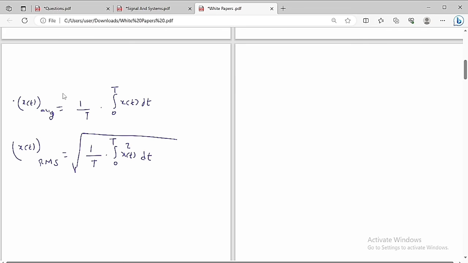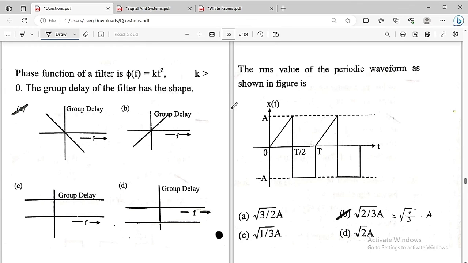So x of t average is equal to 1 by T into integration of 0 to capital T x of t dt, and x of t RMS is equal to the square root of 1 by T into integration of 0 to capital T x of t whole square dt. These two formulas you always have to keep in your mind. So this is the correct solution of this question.